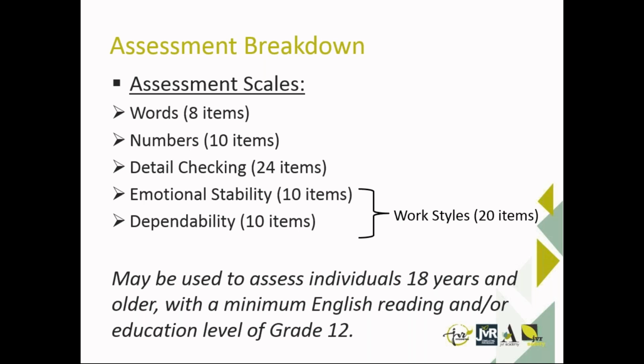So our current version of the prospect screener has 5 scales: words, numbers, detail checking, emotional stability, and dependability, made up of 62 items in total. This tool may be used to assess individuals 18 years and older with the minimum English reading level or education level of grade 12.